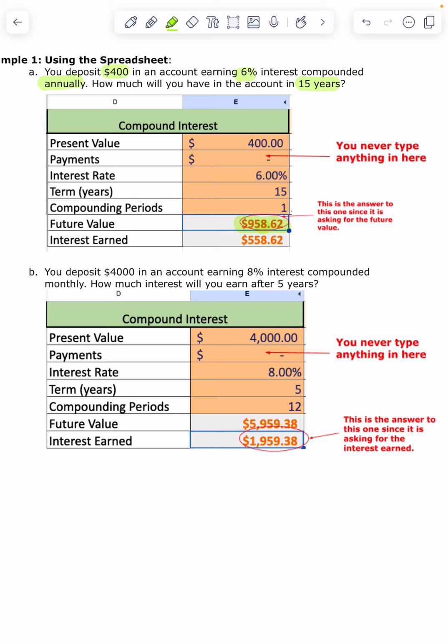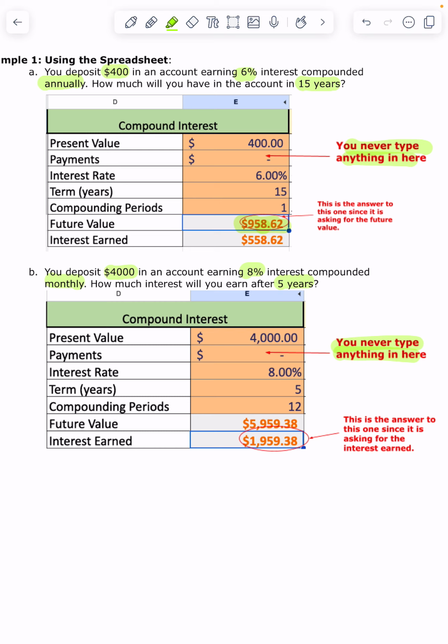So part B, you deposit $4,000 in an account earning 8% interest compounded monthly. How much interest will you earn after 5 years? So again, we're going to highlight all the important information, plug it into the spreadsheet, which I have done, and I have a screenshot here for you. You'll notice that it says never put anything in here. We never put anything in the payments section, but it's used in the final formula, so that's why it has to be there, but you just ignore it.